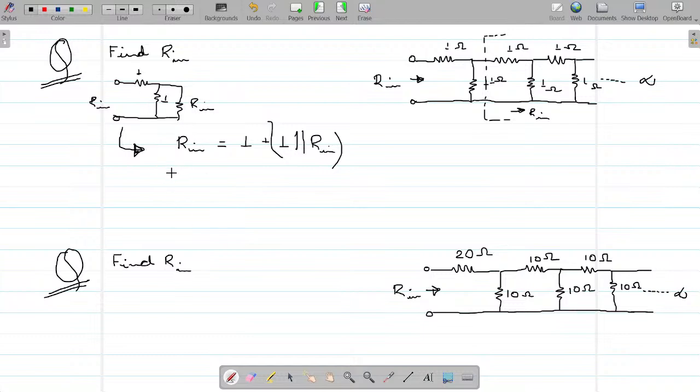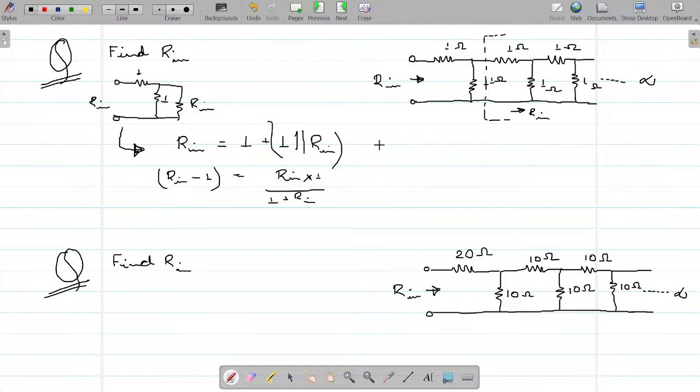So can I write it as R input minus 1? R input minus 1 is equal to R input into 1 upon 1 plus R input. Can I safely write that? Right? If you solve it, what it is into 1. Please don't get confused. I know I have very bad handwriting, but still.